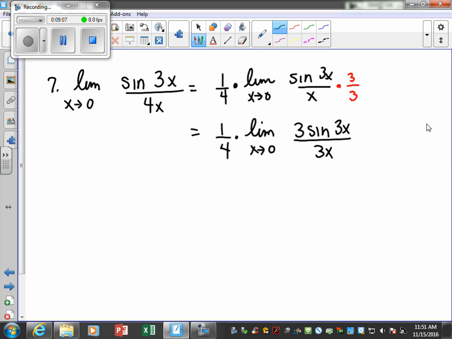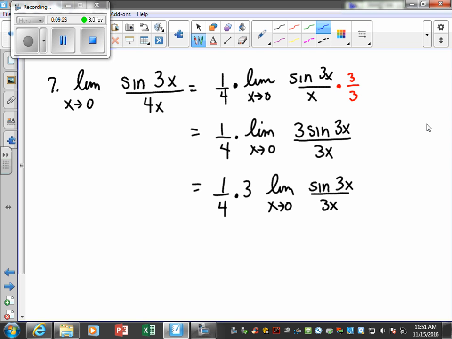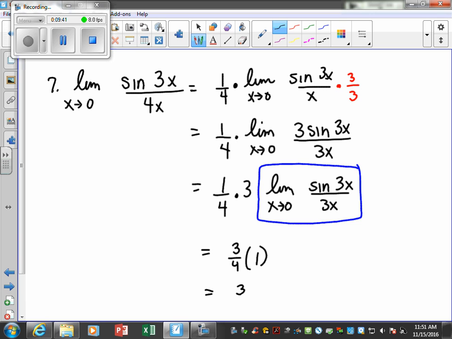So if we pull this 3 out front, then we would just have, instead of multiplying it out, times 3, okay, and then we have what's left, which is sine of 3x over 3x as x approaches 0. Okay, what about this? What's that value? 1. Good. Really good. And then what do we have out front? Just 3/4 times 1. This just simplifies to 3/4.